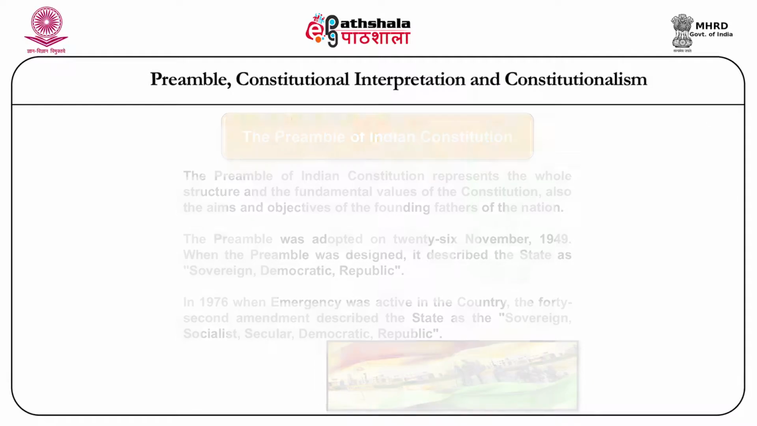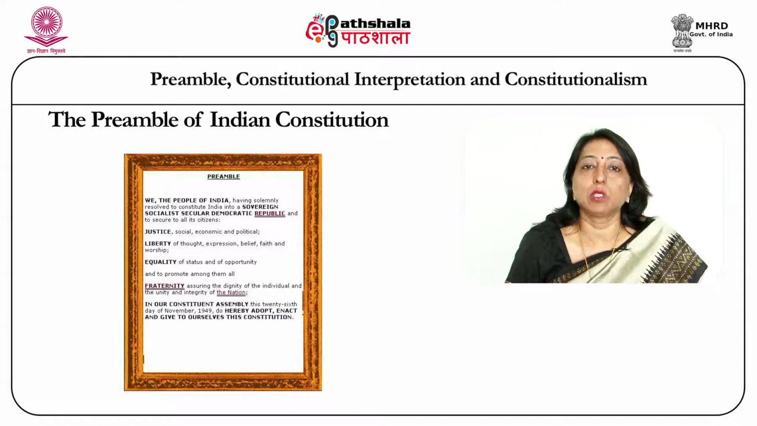The text of the preamble reads as, "We, the people of India, having solemnly resolved to constitute India into a sovereign socialist secular democratic republic and to secure to all its citizens justice, social, economic and political, liberty of thought, expression, belief, faith and worship, equality of status and of opportunity, and to promote among them all fraternity, assuring the dignity of the individual and the unity and integrity of the state. In our Constituent Assembly, this 26th day of November 1949, do hereby adopt, enact and give to ourselves this Constitution."